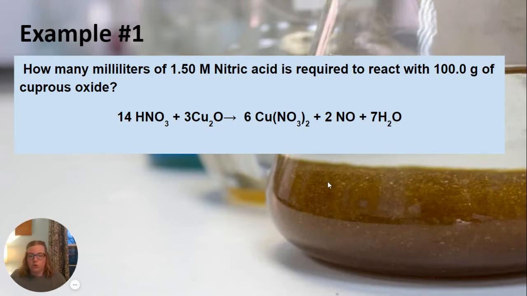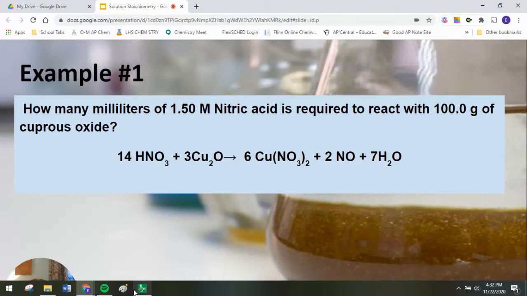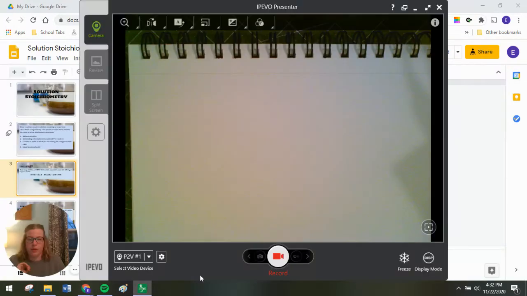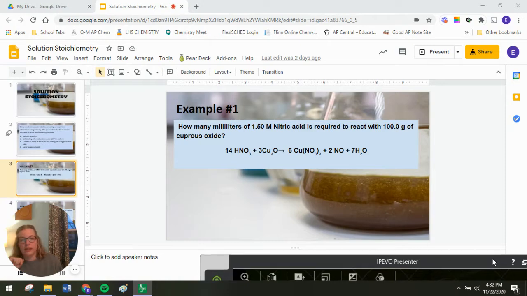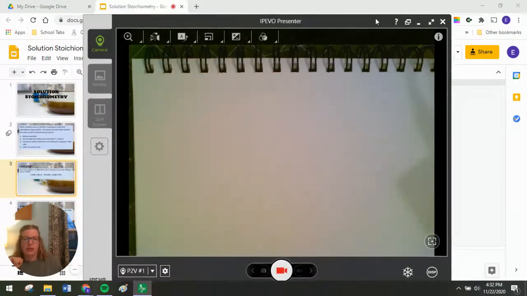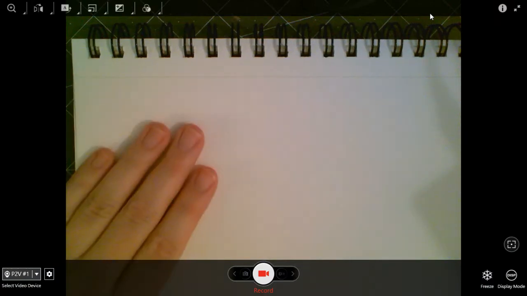So I'm going to escape out of here, and we're going to go to my DocCam, and I'm going to work on that problem with you. If you want to pause and give this problem a try, or get this problem written down, you can, and then I'm going to present it on my little notepad here.